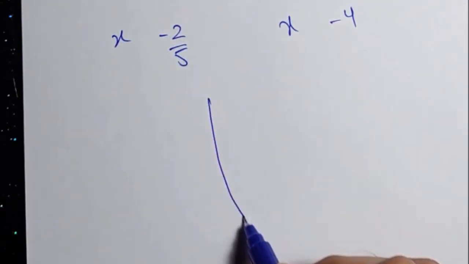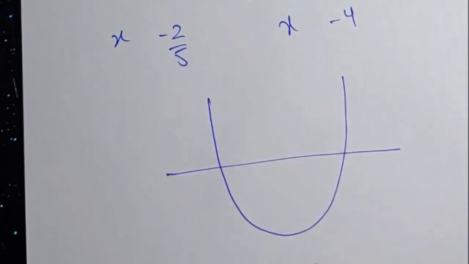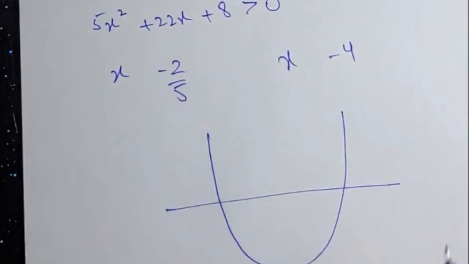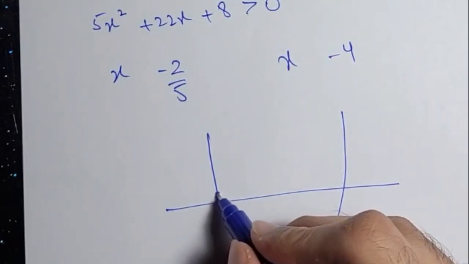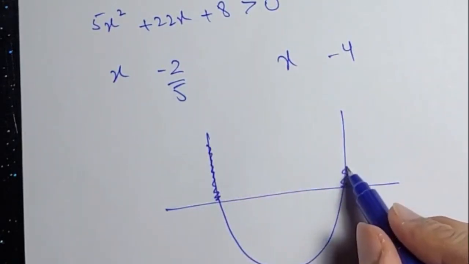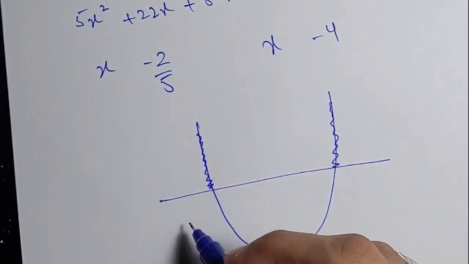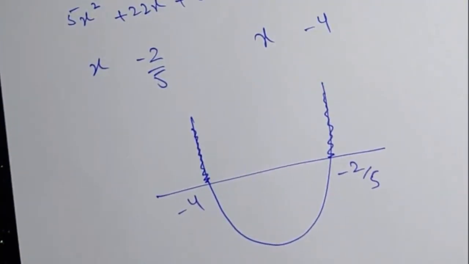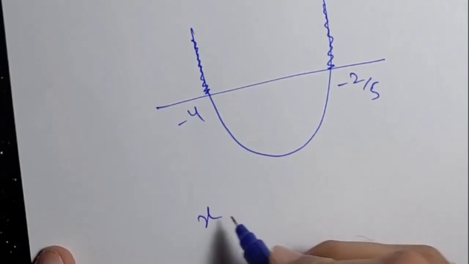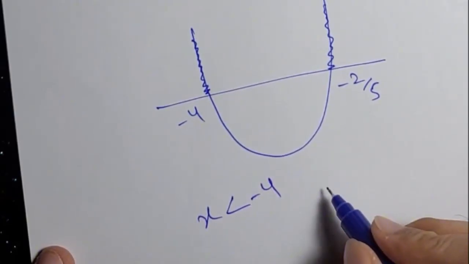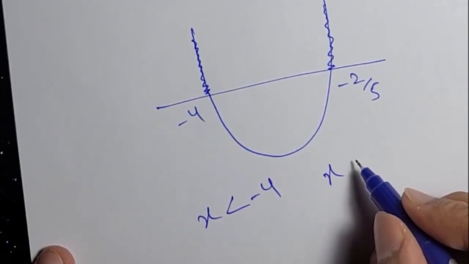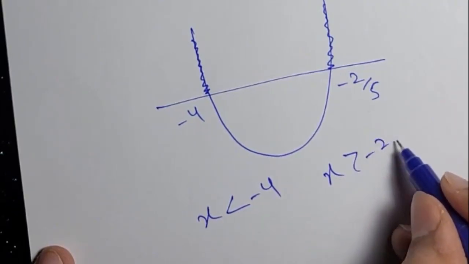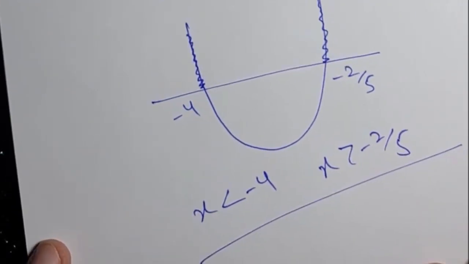So now I will sketch the graph, and this inequality says that it is greater than 0. So we need this area. Label it as negative 4, negative 2 upon 5. So x should be less than negative 4 and x should be greater than negative 2 upon 5. This is the final answer.